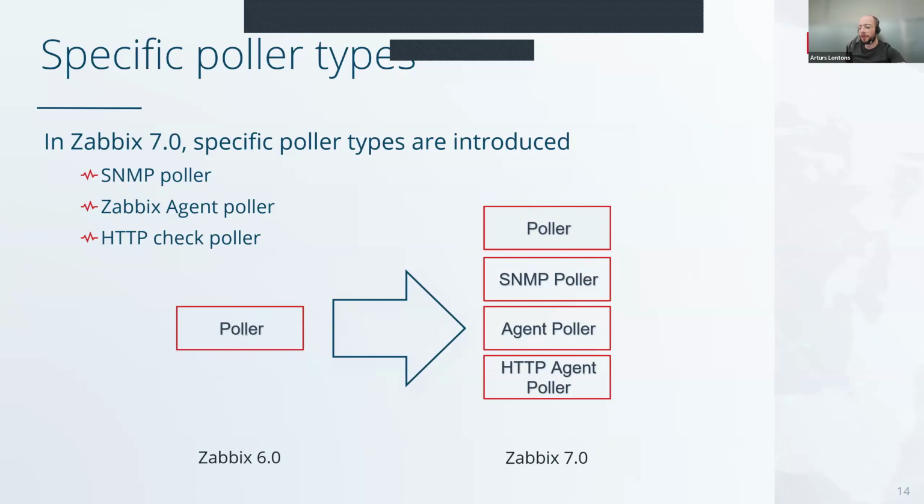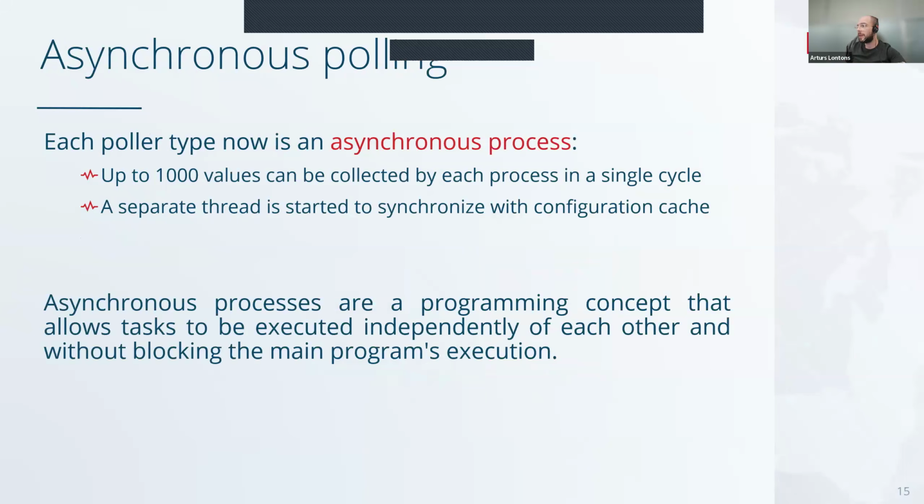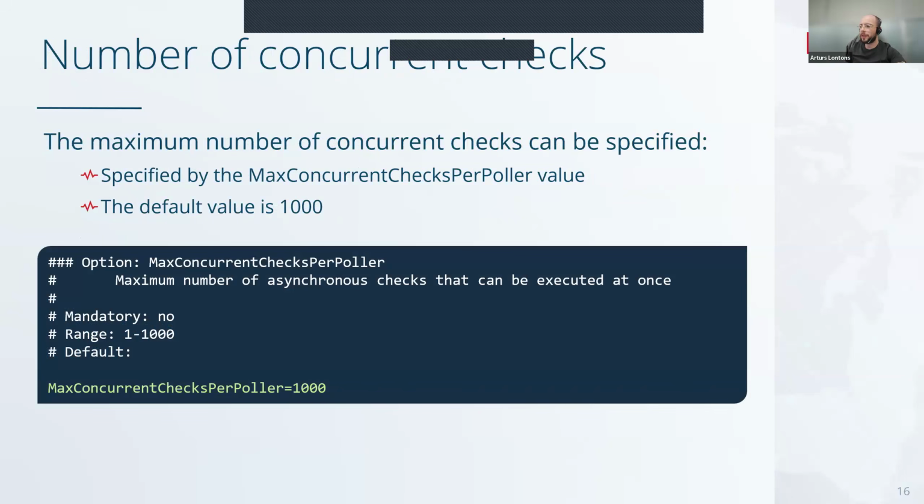So we have three new processes just for that. And each of these new processes is now an asynchronous process that can collect up to 1,000 values in a single go. And these processes are thread-based now. And we will have a nice visualization in a moment of what this means.